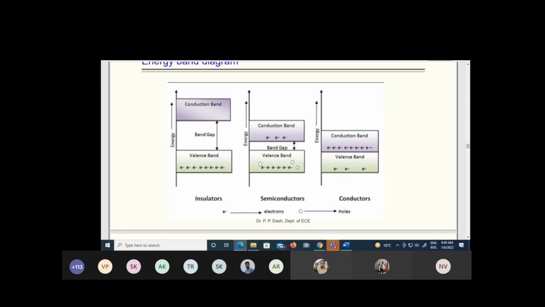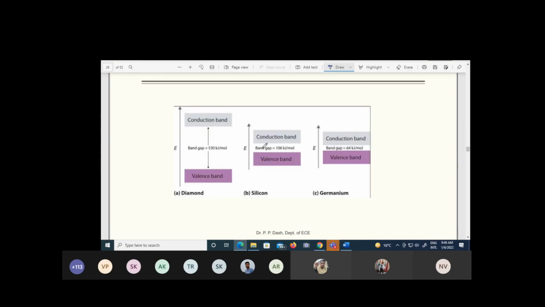Okay, so the best example of an insulator is diamond. The energy required for overcoming this band gap is 530 kilojoule. It is a very high amount of energy. It is not possible to give that to the electron to move from this band to this band, so it cannot be used for conduction. So diamond is the best insulator. Silicon or germanium are the semiconductors.